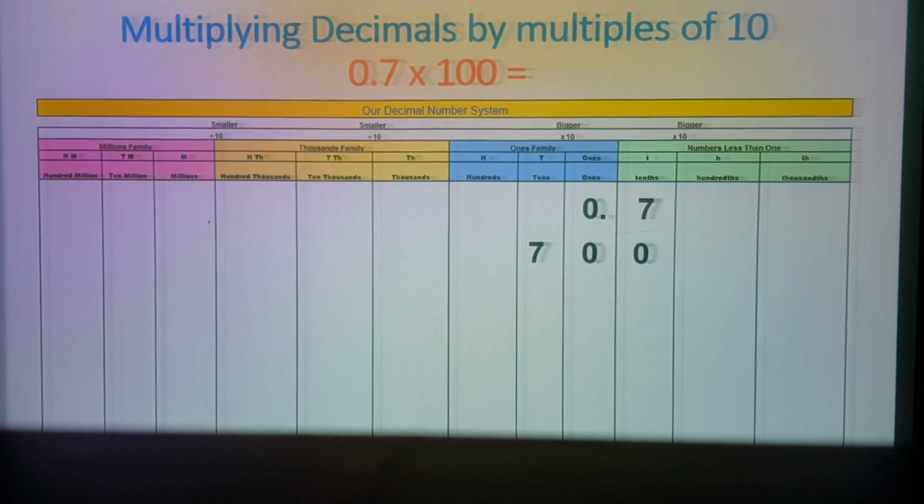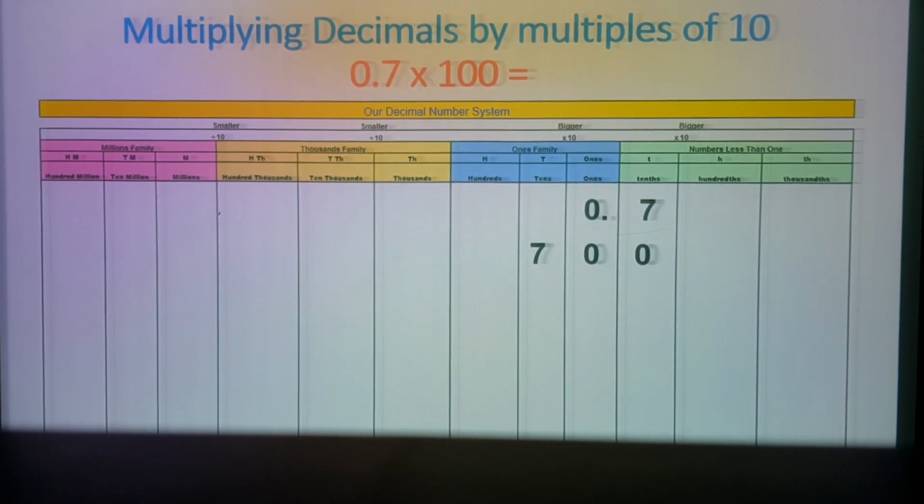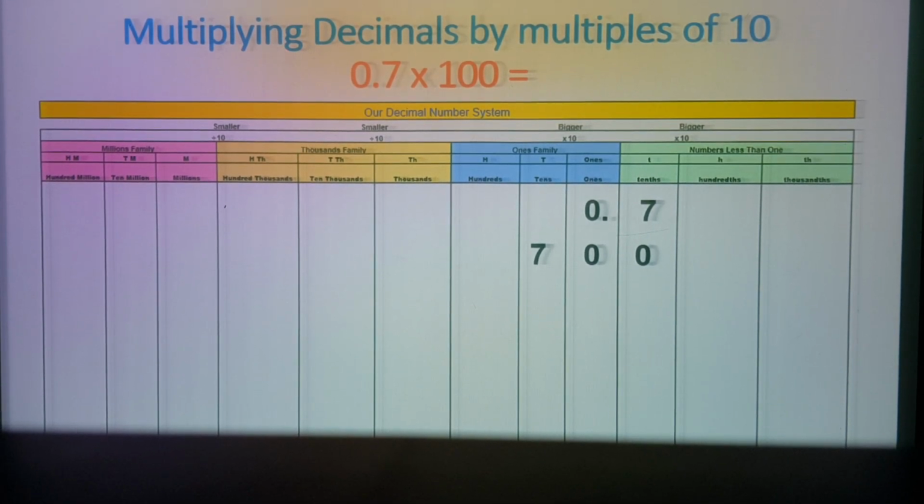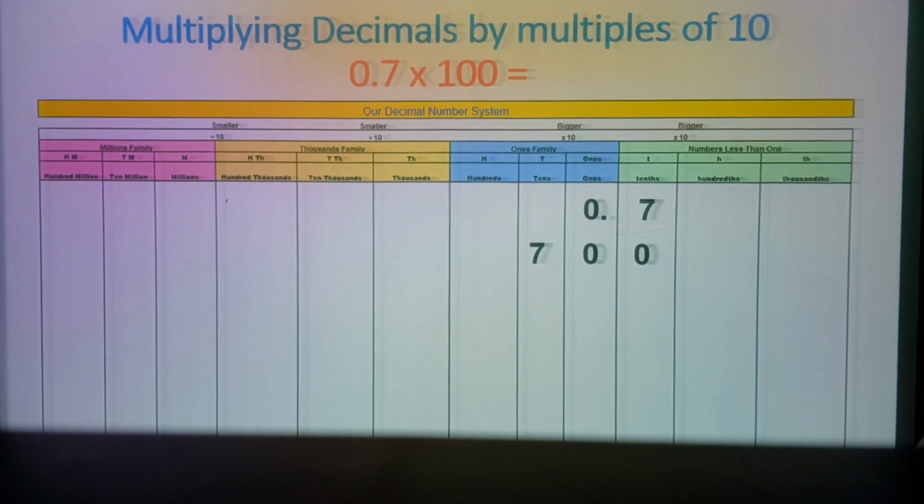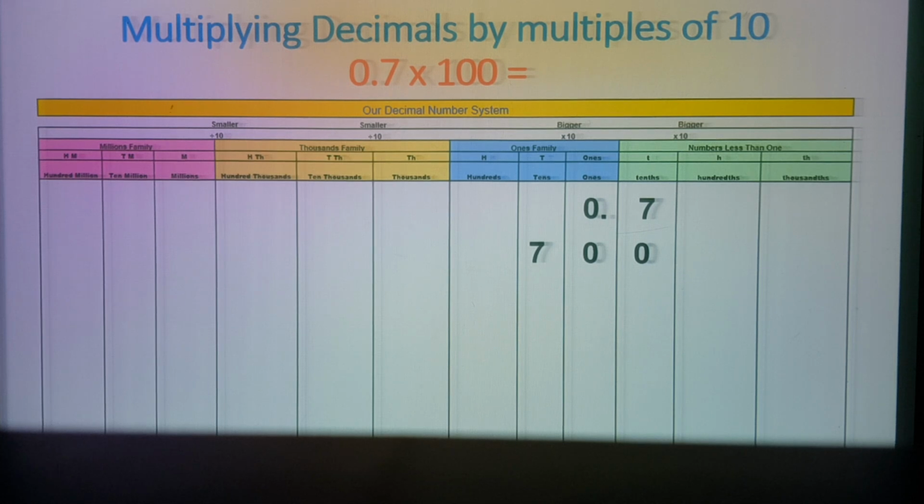The same principle applies. Every time I multiply by 10, I move one column bigger. When I multiply by 100, I move 2 columns bigger, and so on.